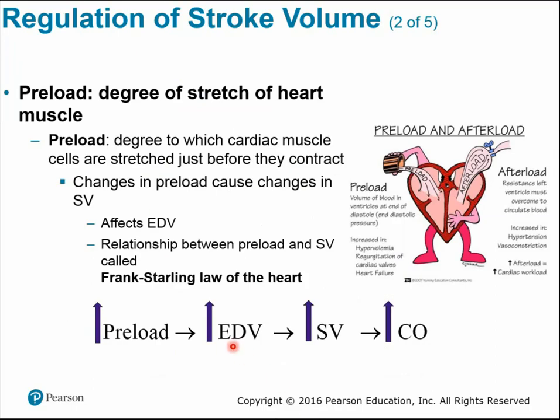Okay? So we increase our end diastolic volume, that's going to increase our stroke volume, which increases our cardiac output. So it's all a positive association. So vice versa, if preload were to decrease, then EDV would also decrease, as well as stroke volume and cardiac output.